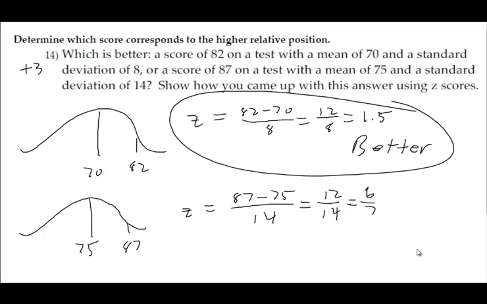On number 14 here, we're supposed to determine which score is better, an 82 on an average of 70 with a standard deviation of 8, or an 87 on an average of 75 with a standard deviation of 14. So we just find the z-scores here, and the z-score on the first test is 1.5 standard deviations above normal, and the second one's a little under 1, 6/7 of a standard deviation. So the first score, the 82, is actually better in comparison to the other scores.